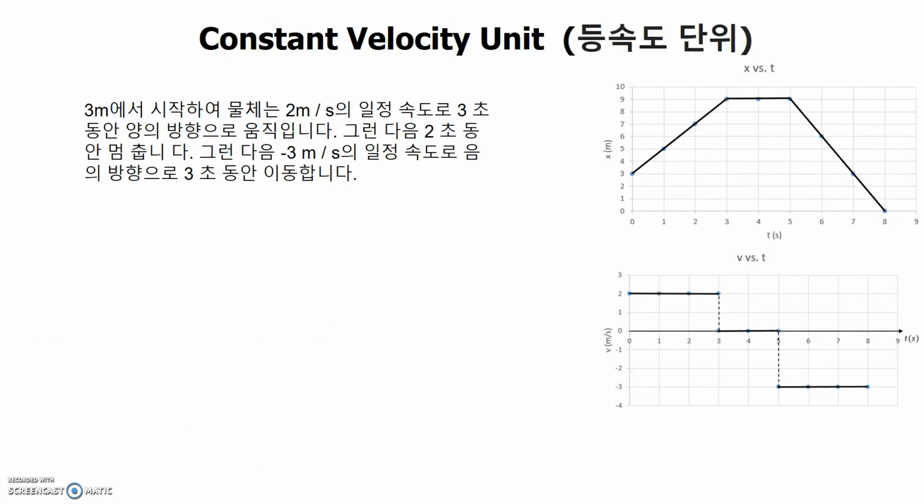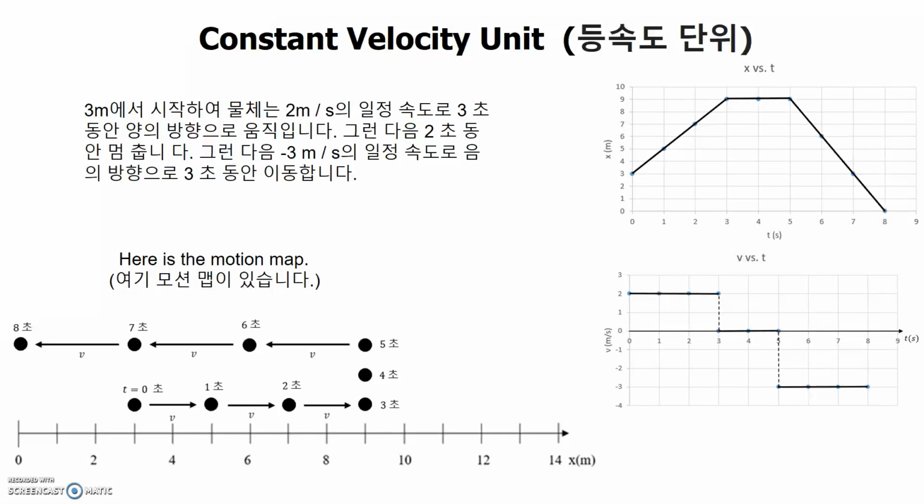For these two types of graphs, the position time graph and the velocity time graph, you also need to be able to write or draw the motion map. And this is what the motion map would look like. It starts at 3 meters. It moves to the right in the positive direction at a constant 2 meters per second for 3 seconds. Then it stops for 2 seconds. And then it moves to the left in the negative direction at a constant negative 3 meters per second for 3 seconds, ending at 0.